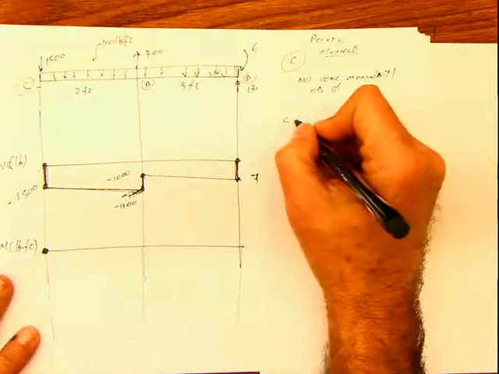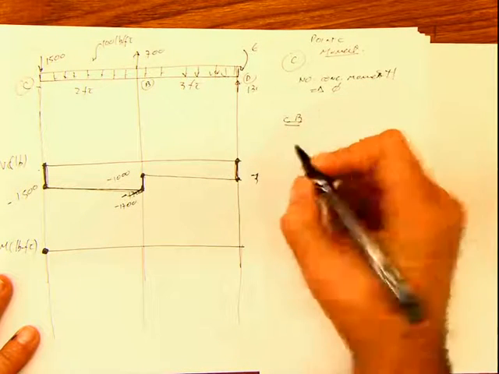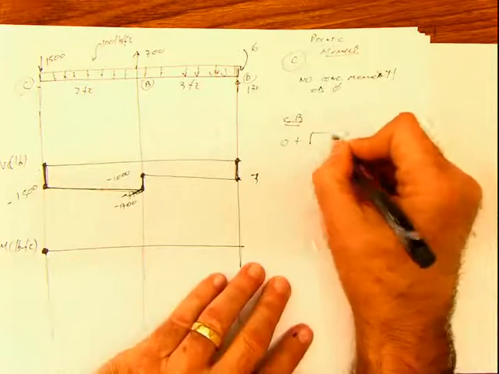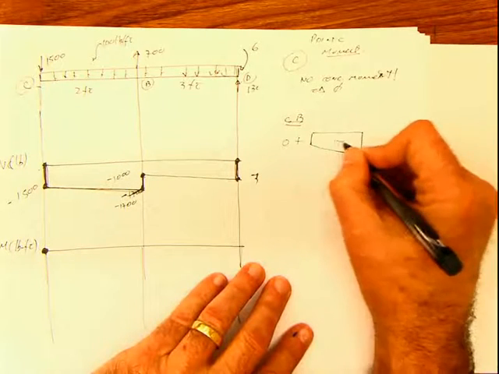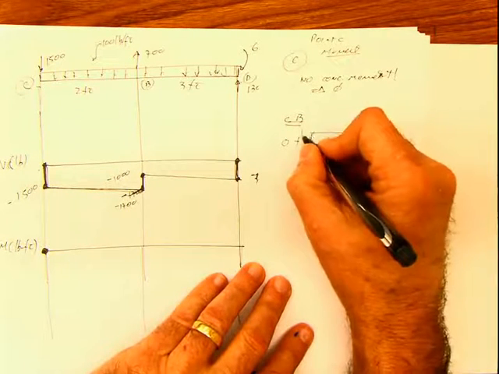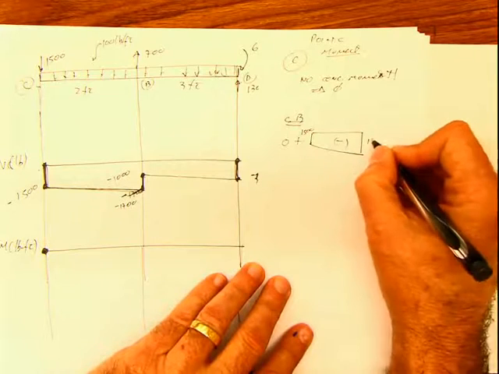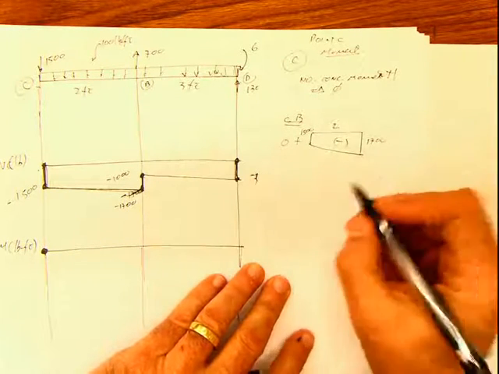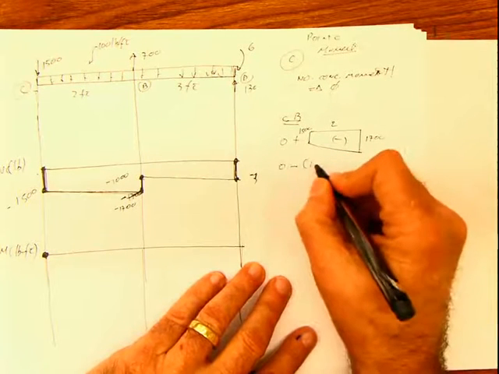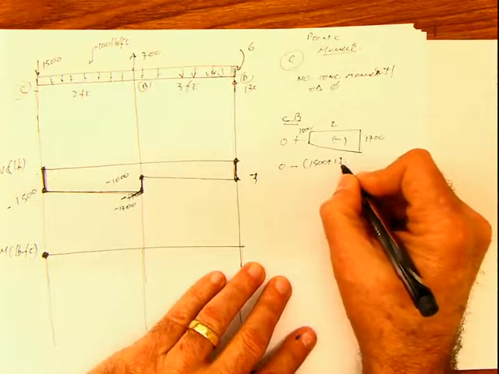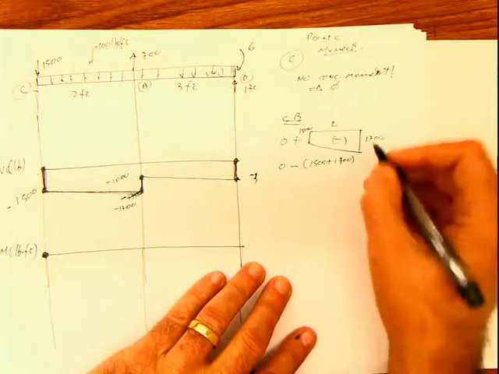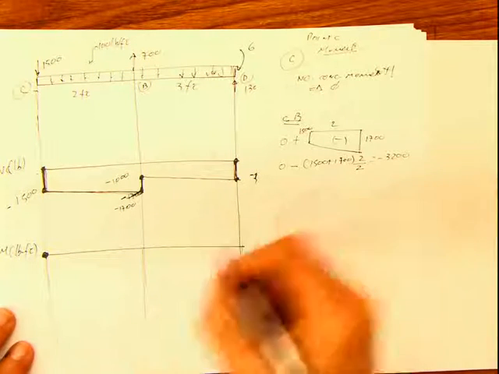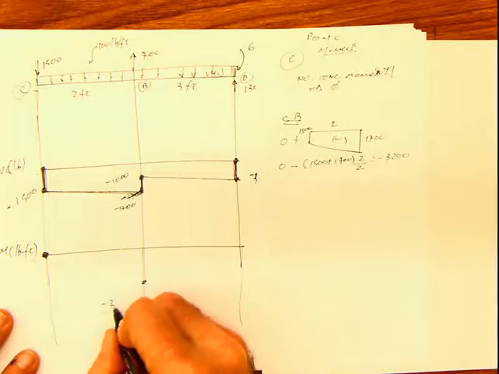Now go C, B. It is 0 plus this area. That's a negative area, and this is 1500 here, and this is 1700 here, you see? And this distance is 2, so it's going to be 0 minus (1500 plus 1700) multiplied by 2 divided by 2, which is negative 3200. So you're going to reach this point, and this point is negative 3200.